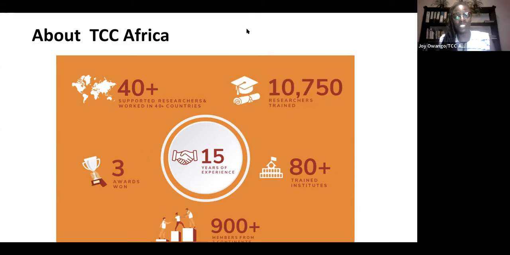active research mentorship group with over 900 researchers from master's to PhD level. So we literally guide researchers in their handholding process, in their research life cycle, from research idea to publishing. Next, Chris.